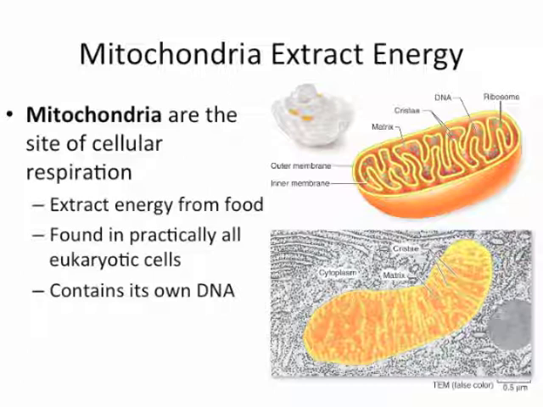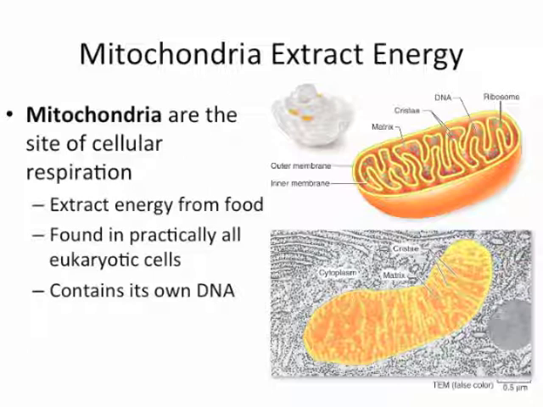A very similar thing has occurred in pretty much all eukaryotic cells to give us mitochondria. Mitochondria are organelles that are specialized for a set of reactions called cellular respiration, and again, we'll have an entire chapter on this. Cellular respiration allows us to extract energy from food. They're found in practically all eukaryotic cells: in animals, in plants, in fungi, in pretty much any organism that is a eukaryote. It's going to have mitochondria in it.